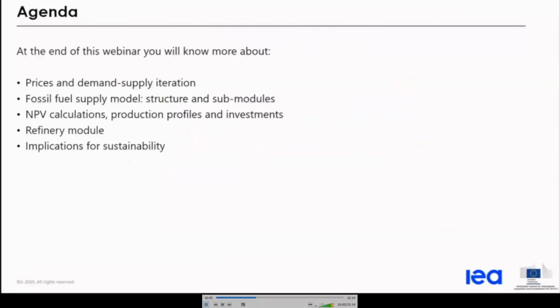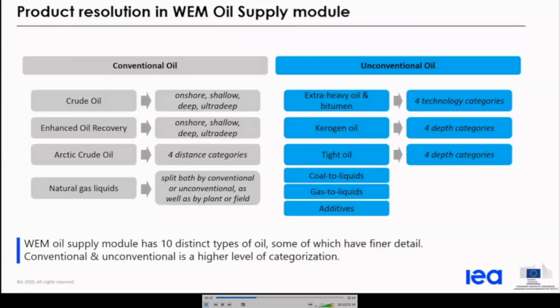In this next section, we're going to dive deeper into the fossil fuel supply module, its structure, and its submodules. Here, we detail the project resolution in the World Energy Model, specifically in the oil supply module.